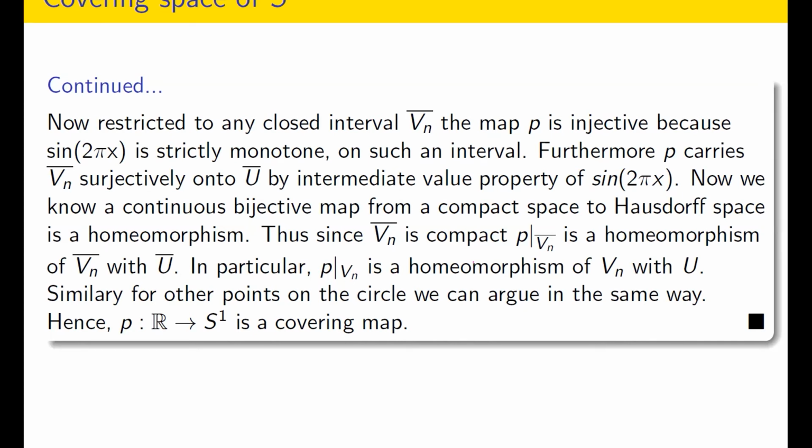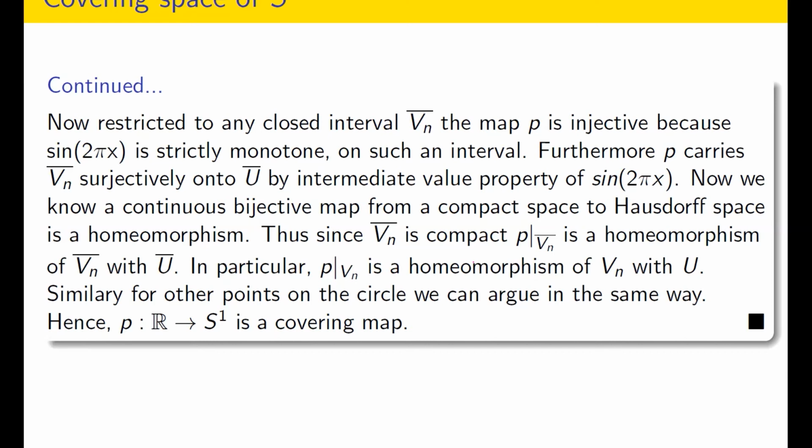So for that, we know that a continuous bijective map from a compact space to Hausdorff space is a homeomorphism. So here Vn bar is compact and U bar is a subset of R2, so it is also Hausdorff. So we can apply that theorem here. So we have continuity and bijectivity. So we got P restricted to Vn bar is a homeomorphism directly from the result.